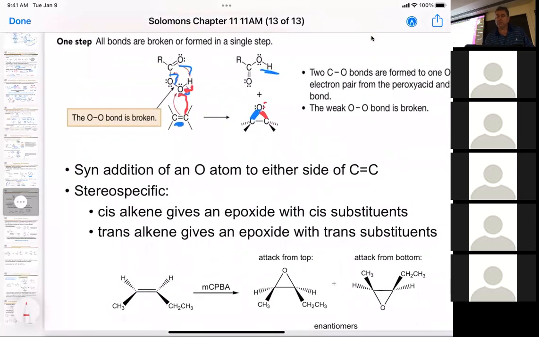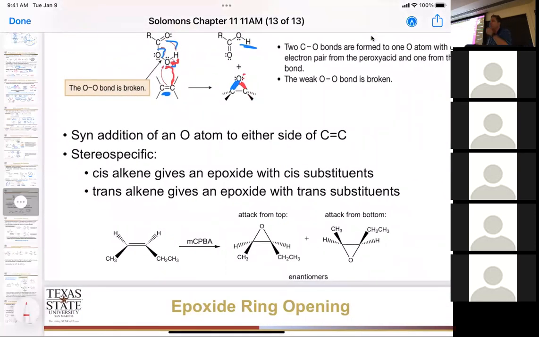Okay, so what this means is that the stereochemistry depends on which side of the alkene your peracid came to. If it comes on the top, you get one isomer. If it comes from the bottom, you might get a different isomer. Okay, cis alkenes will give a cis substituted epoxide. Why? The reaction happens all at once. So whatever side your substituents on your alkene are on, they're going to be on the same side in the epoxide.